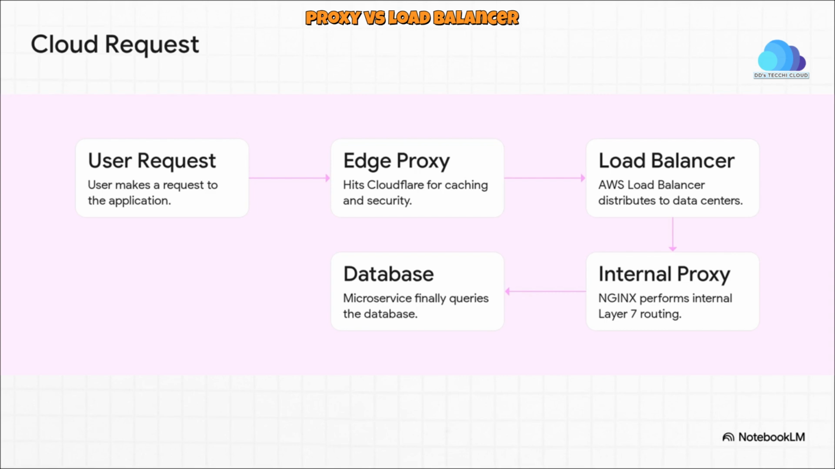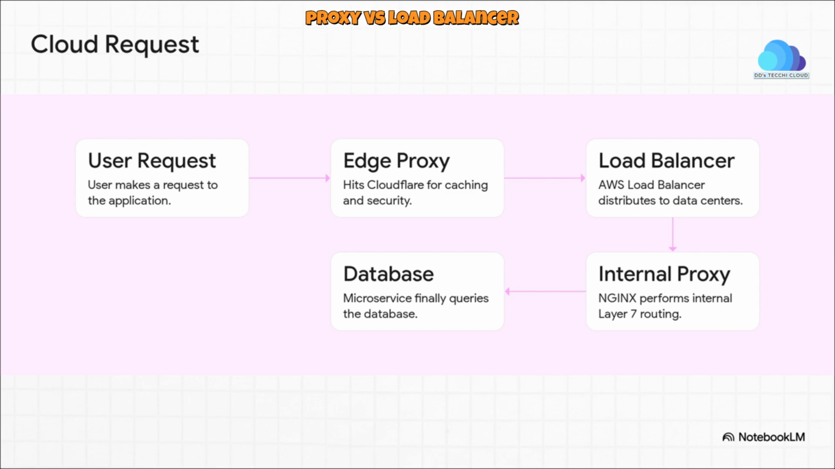So you make a request. First, it hits a global edge reverse proxy like Cloudflare, which caches static images and immediately blocks hackers. Then it passes through to an AWS Cloud load balancer, which distributes the traffic to different data centers. Inside that data center, an internal reverse proxy, like NGINX, steps in to do intelligent layer 7 routing to send your specific request to the exact right microservice, which then finally queries the database.